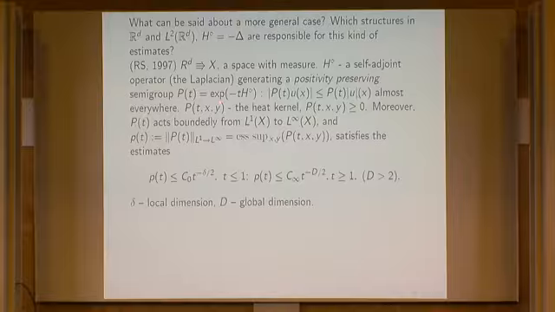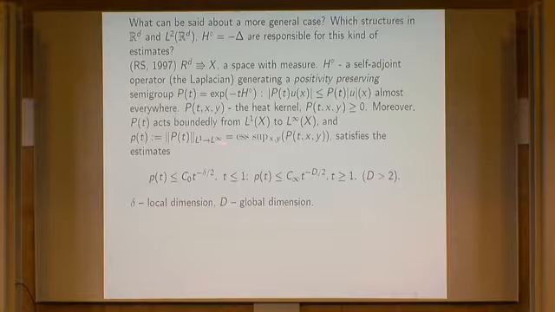So the semigroup, the heat semigroup generated by this operator, P of t, must be positivity preserving. This means that if we apply it to a function u, then the absolute value is not bigger than the semigroup applied to the absolute value of this function. It's called positivity preserving. In other words, it maps non-negative functions into non-negative functions almost everywhere. And this P of t is an integral operator, it can be proved.